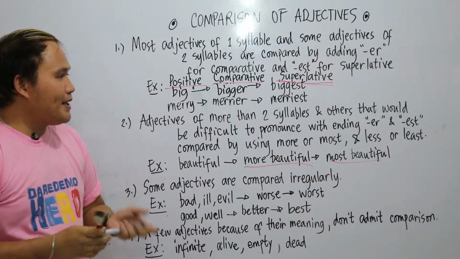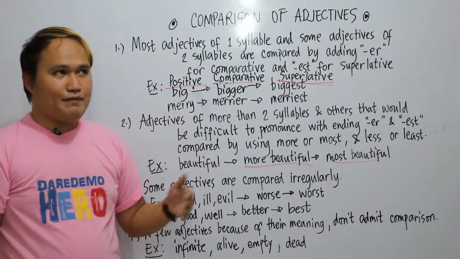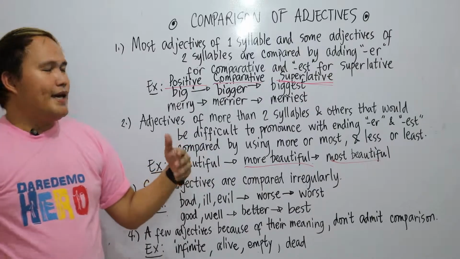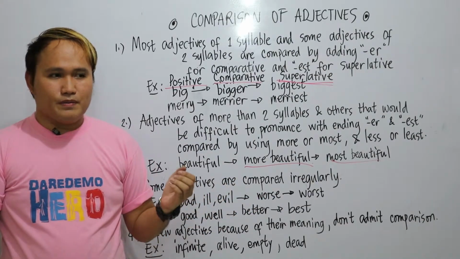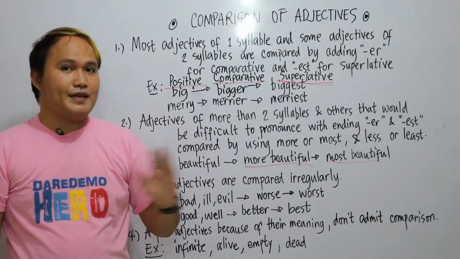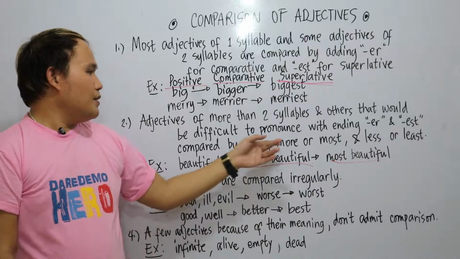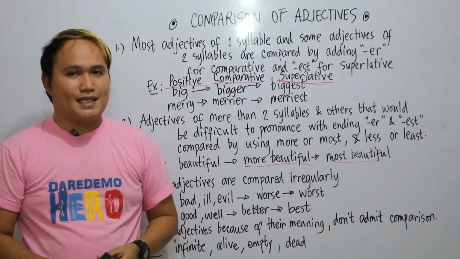So always bear in mind again, for those adjectives that have more than 2 syllables, and sometimes it's awkward or hard to pronounce the word with ER and EST in the end, we just have to compare it by using more or most or less or least instead.